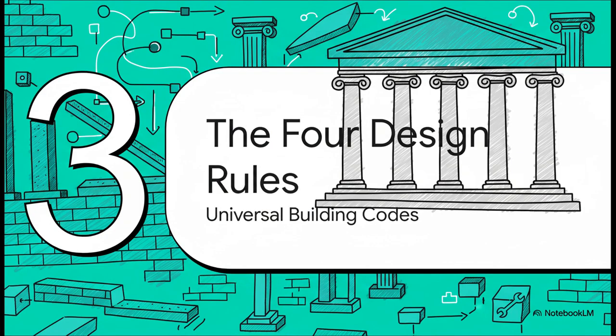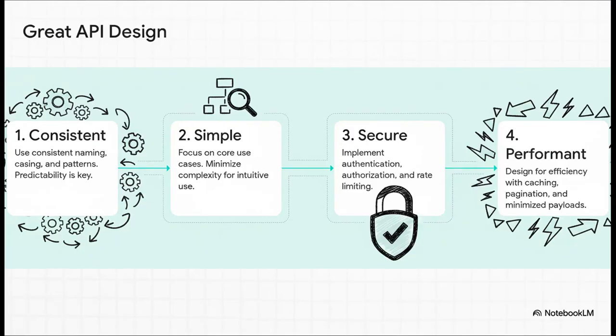But here's the thing. It doesn't matter if you choose REST or GraphQL. There are these universal building codes that apply to any great API. These are the rules that make sure your foundation is strong and stable. Any senior engineer will tell you that a solid API rests on these 4 pillars. First up, consistency. If an API is predictable, it's easy to use. Simple as that. Second, simplicity.